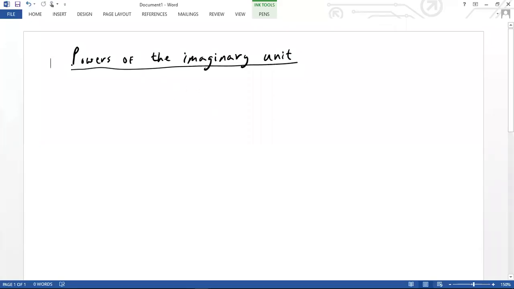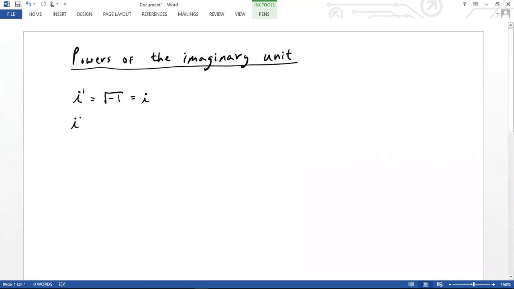Okay, this is for the assignment, powers of the imaginary unit. Recall that the imaginary number i equals the square root of -1, okay? So if we had an exponent for i without changing anything, that would just be i to the first. So i to the first equals the square root of -1, which is just i.